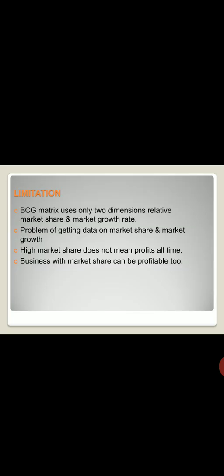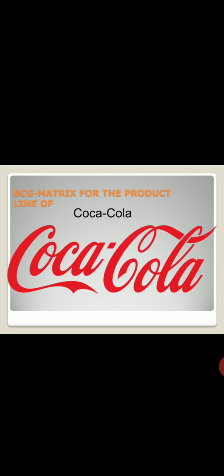profitability. If we talk about the limitations and disadvantages of the BCG Matrix, it uses only two dimensions, relative market share and market growth rate. And gathering the data on market share and market growth rate is very difficult. High market share does not mean profits all the time. And a business with low market share can be profitable too. So this can also be a limitation. So let's take an example of Coca-Cola to understand the BCG matrix.